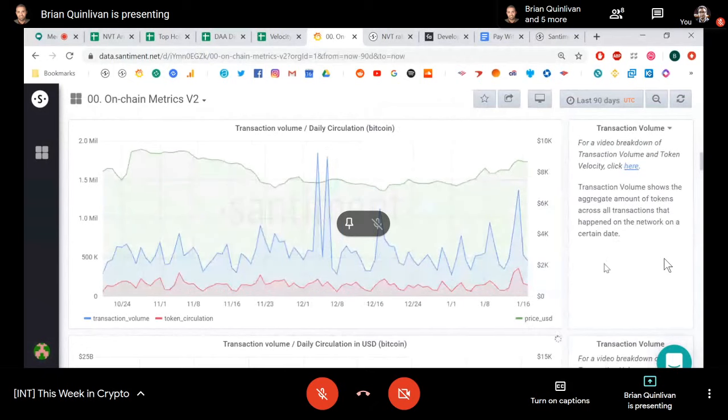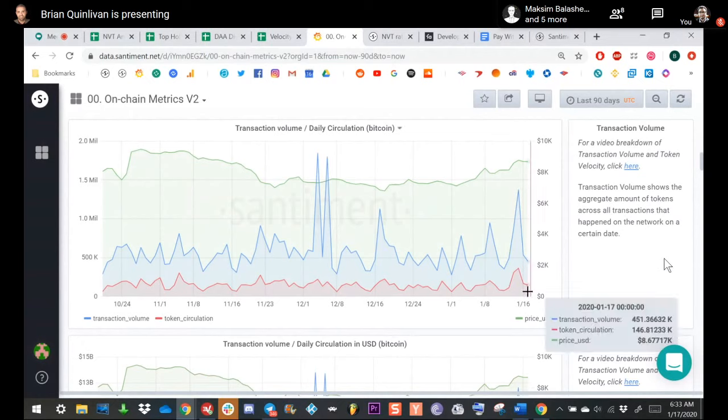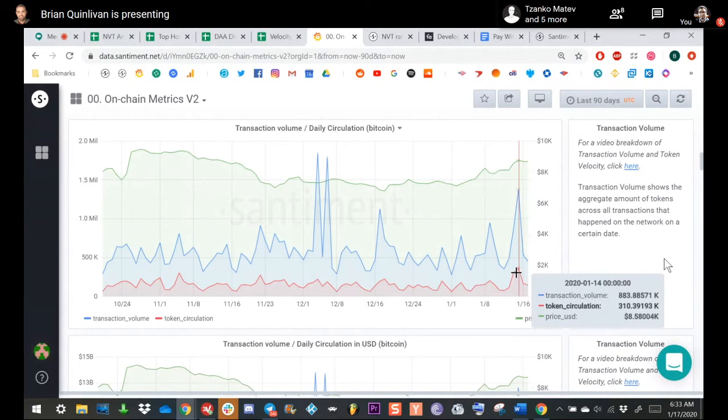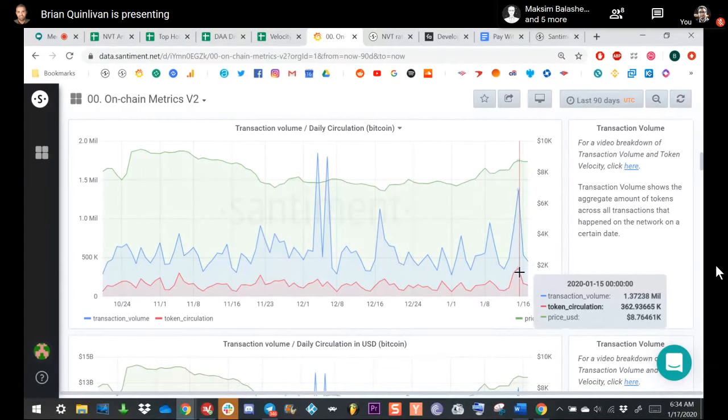So this day here on the 14th was our highest token circulation since the move up in the summer. It did move back down, as you can see here. Yesterday was more of a mundane day, but the 14th and 15th were two of the highest days we've seen. It could be a little bit of FOMO as prices crossed 8,500 and went all the way up to 89.